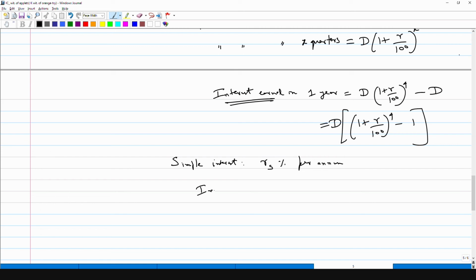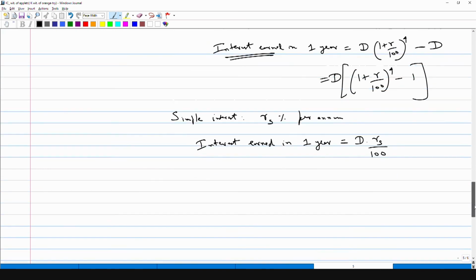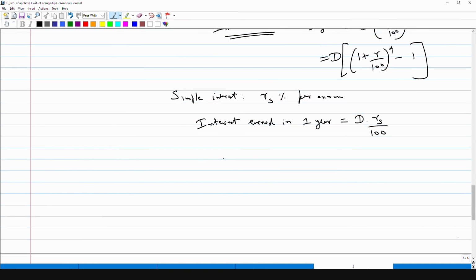This is very easy, right? Interest earned in 1 year is D times RS by 100, isn't it? So it's very easy to see that. So if I want to equate these two, I'm going to equate D times 1 plus R by 100 raised to the power 4 minus 1 to be equal to D times RS by 100.